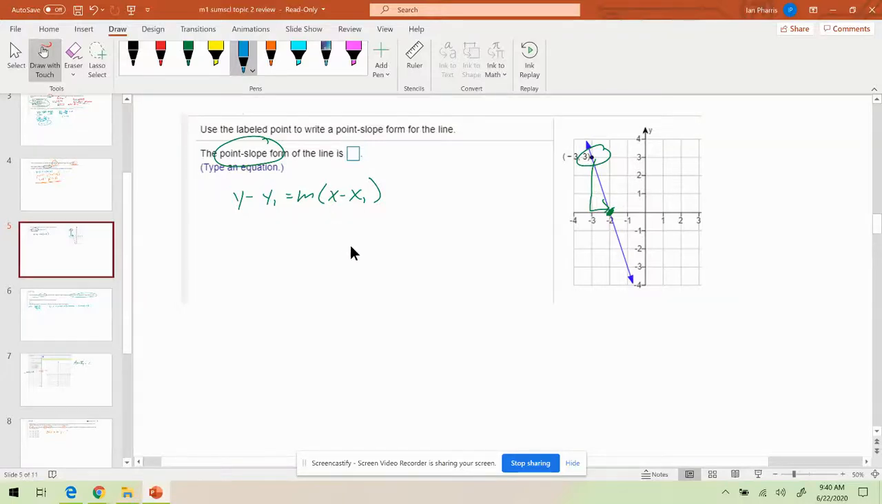All right, here's a video for the topic 2 review for summer school part 2. Let's see here. They're using the labeled point. They give us a point and they're showing us the slope on the line. So we can write this in point slope form, which is right here.